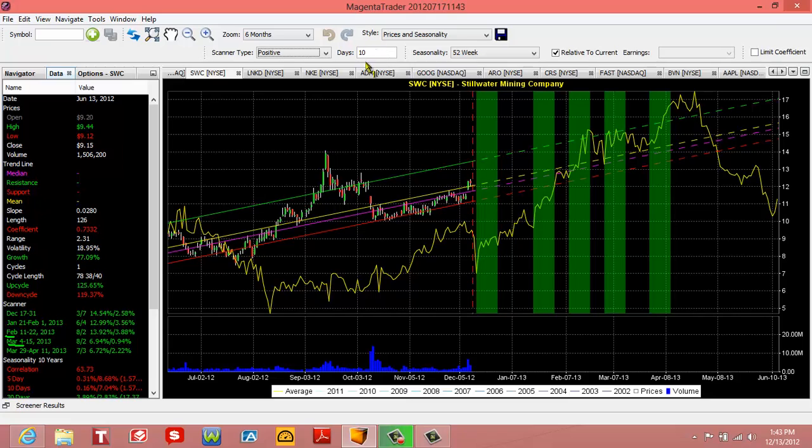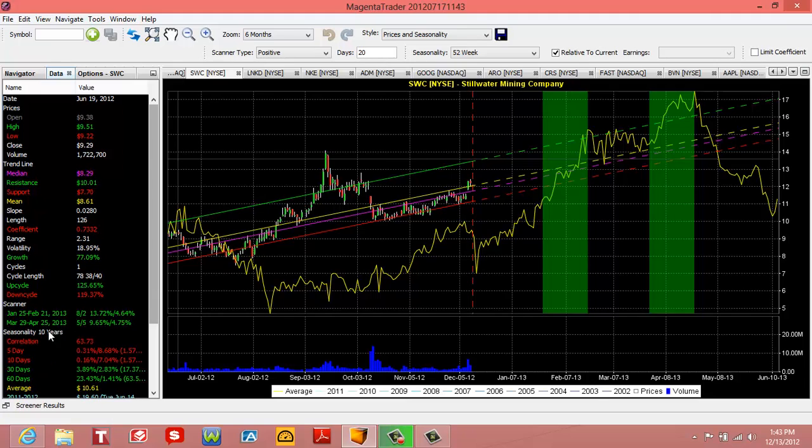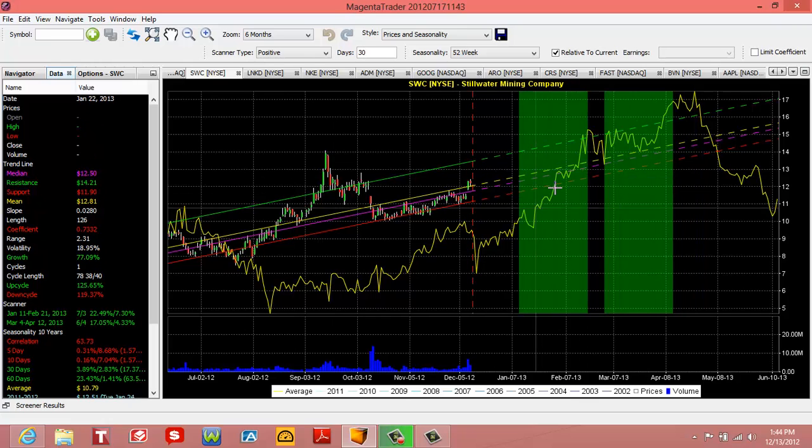Now, if I want to see bigger time frames, all I got to do is change this period, for example, to 20, and now it's going to show me periods of 20 days, and this data will recalculate. You can see how I just recalculated the data. So it's telling me from January 25th to February 21st, it goes up 8 out of the last 10 years. Now, if I adjust it, say for example 30 days, it'll show me periods of 30 days that it goes to the upside.